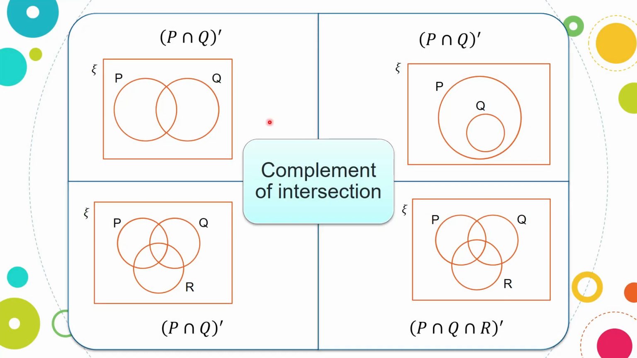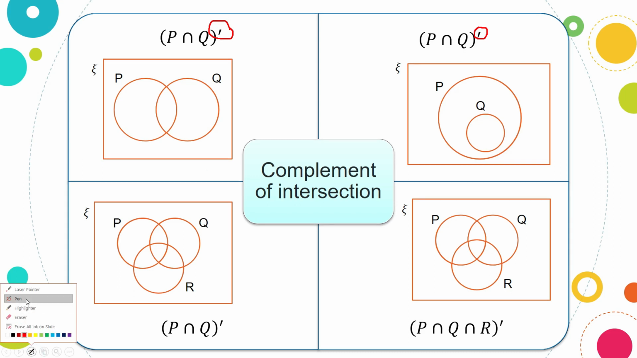Next, complement of intersection. What is meant by complement? What shows you that it is a complement? The symbol that shows this set is a complement is this symbol, this one. If the set notation has this symbol, that means it's the complement of that intersection of sets.